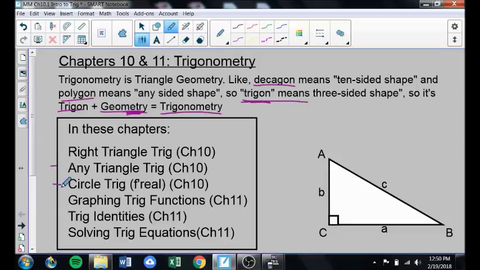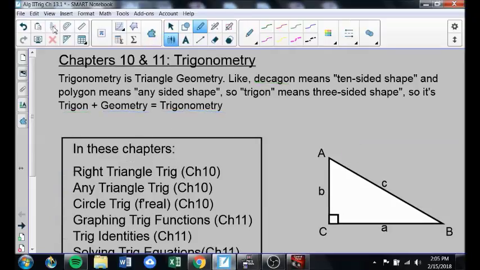And then circle trig, which is what I call it, and that sounds like an oxymoron, but just stick with me. Then we'll graph trig functions, we'll simplify trig identities, and we'll solve trig equations. And those 6 main topics will be split up over several sections and videos. Let's talk about how we set up these triangles.